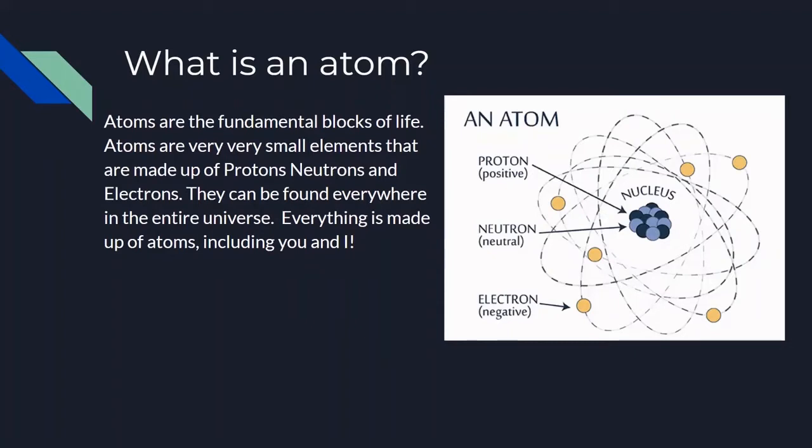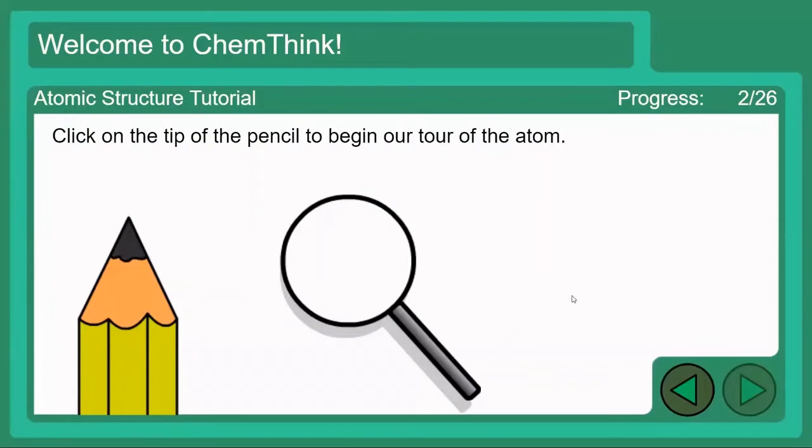An atom consists of positive protons, neutral neutrons, and negative electrons. The protons and the neutrons are clustered together in the middle, forming the nucleus, and the electrons circle around the nucleus in orbitals. Atoms can be found everywhere in the universe. They are the fundamental blocks of life.